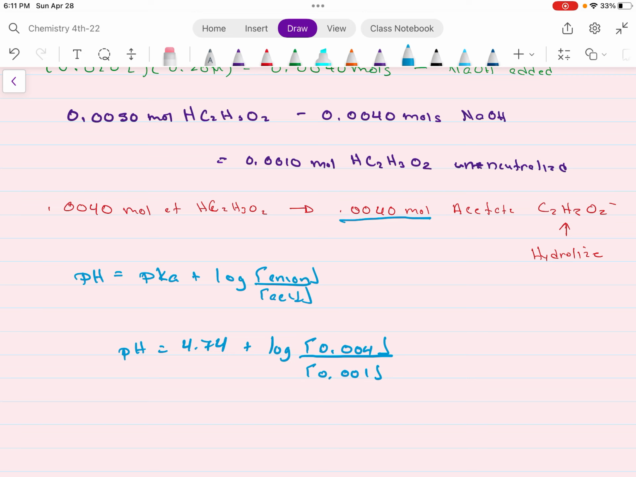As we simplify this, we're going to end up with 4.74 plus 0.60. Therefore, we're going to get a pH of 5.34. Now, this is the pH of our solution of that weak acid.